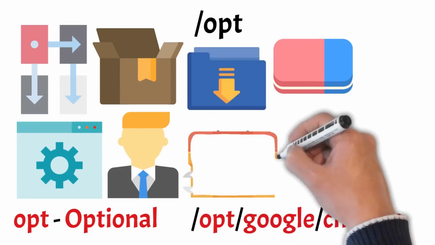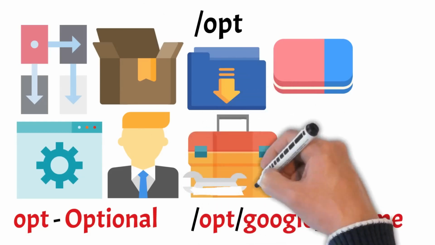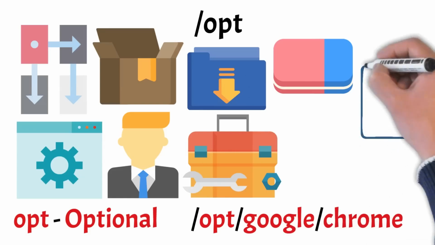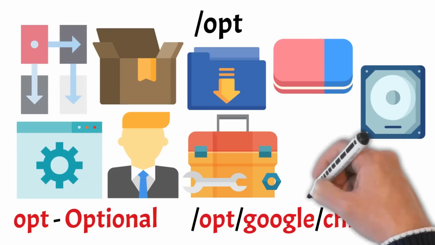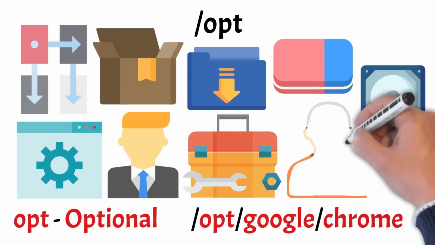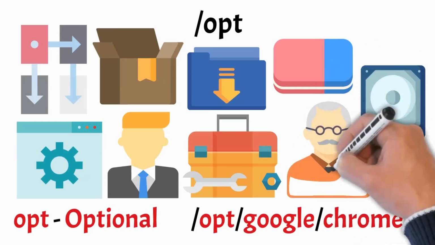Because software here doesn't always follow standard Linux file structure rules, opt provides a safe space without interfering with core system files. Like most system directories, modifying it requires administrative privileges.